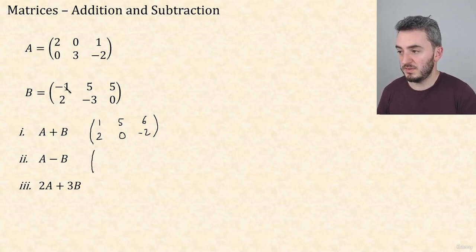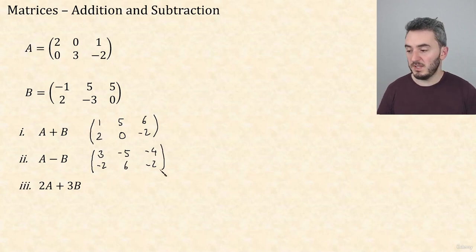2 minus -1 is 3. 0 minus 5 is -5. 1 minus 5 is -4. 0 minus 2 is -2. 3 minus -3 is 6. And -2 minus 0 is -2. And there's A minus B.